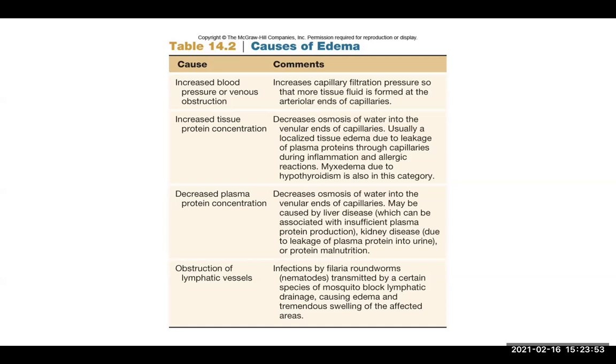Next cause would be a decrease in plasma protein concentration. So in this case, you would have a decreased osmosis of the water into the venular ends of the capillary. You could have localized tissues of edema due to the leakage of the plasma proteins, which could be during inflammation or allergic reactions. It could cause myxedema due to hyperthyroidism. It could be a cause of severe malnutrition, liver failure, or kidney failure.